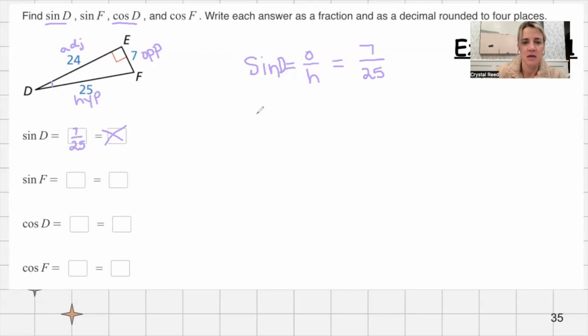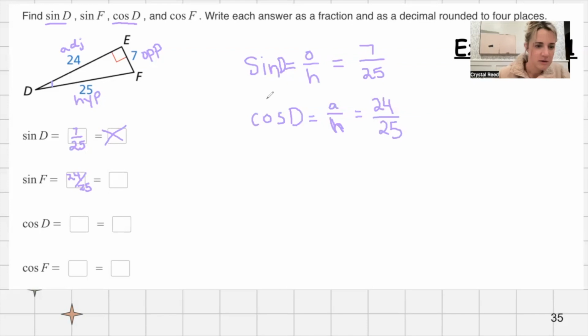Let's go ahead and do cosine of angle D next. We'll skip the sine of F because we're working on angle D. Cosine of angle D. Cosine is the ratio of adjacent over hypotenuse. Adjacent is the 24. Hypotenuse was 25. That one's 24 over 25. That was cosine of angle D, sorry. 24 over 25.